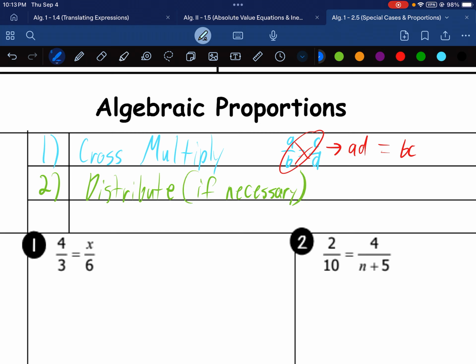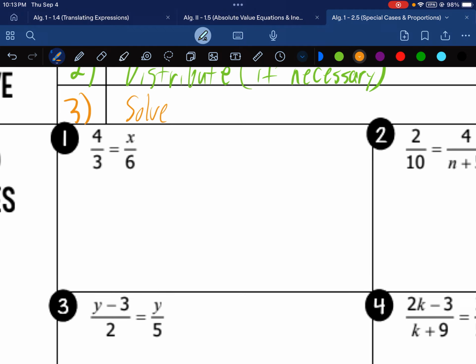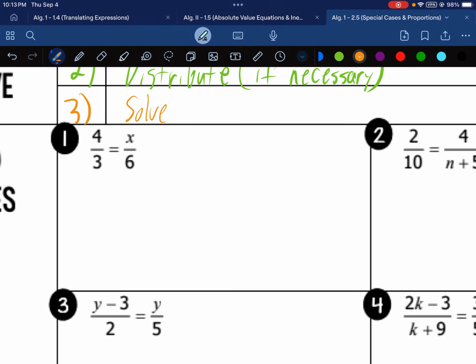And then last but not least is to solve using our normal solving methods at that point. So at that point, it'll turn into a normal problem, and so we solve using our previously used methods. So on number 1, we have two fractions equal to each other, so we're going to cross multiply. So I do one diagonal, 4 times 6, and I get 24. I set that equal to the other diagonal, 3 times x, which is 3x. There's no distributing needed. In that cross multiplication, I'll explain when it will be needed, such as in example 2.